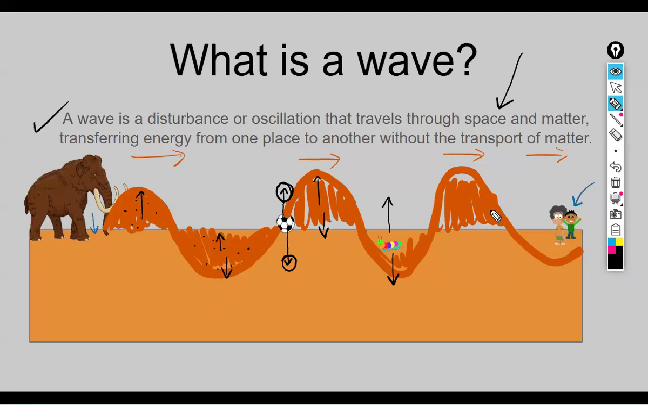So everyone take down this definition. There's no need to take time to draw the diagram. Just take down the definition. What is a wave? And the definition below.